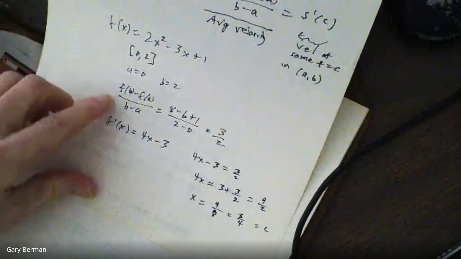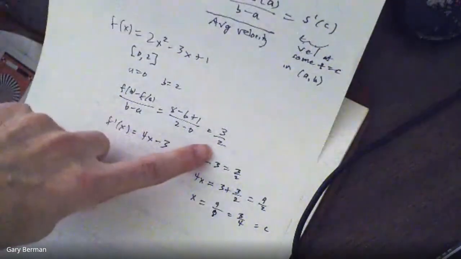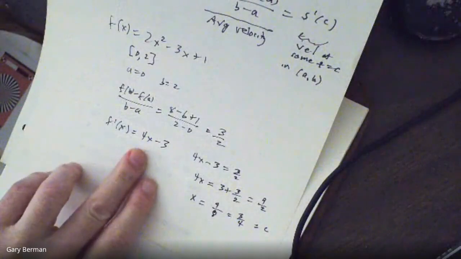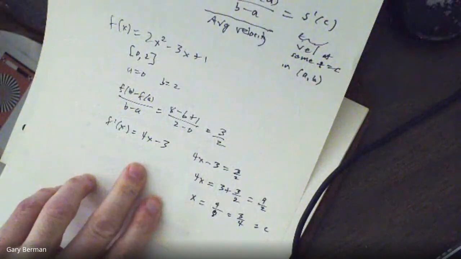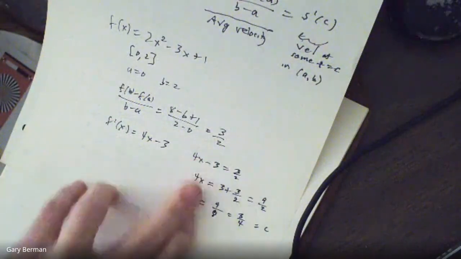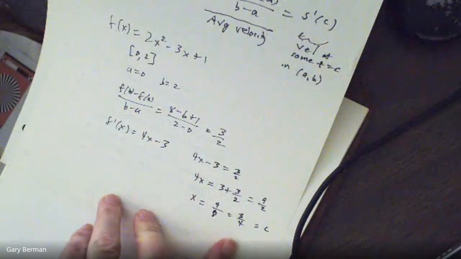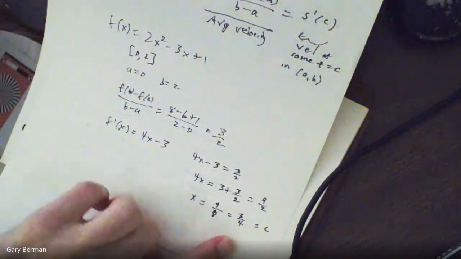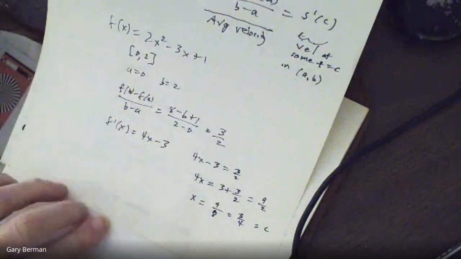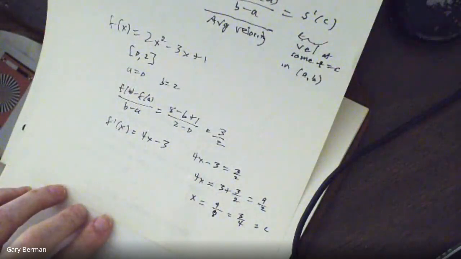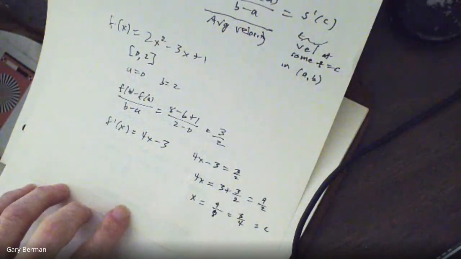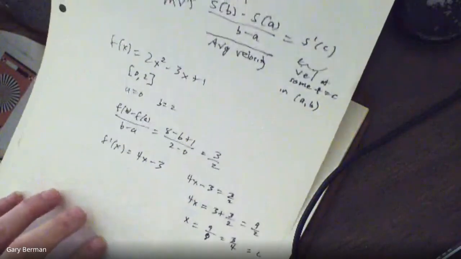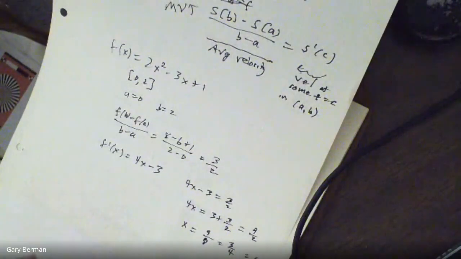I calculated f of b minus f of a over b minus a. I see it's 3/2. The mean value theorem says that the derivative must equal that 3/2 somewhere in the interval. So set the derivative to 3/2, and sure enough, we discover there is such a point, x equals 3/4, which is in the interval as required. But generally speaking, it's not so easy to find C. And as I said, most of the time, we don't even care about C. The only thing we want to know is that there is such a C, that point C exists.